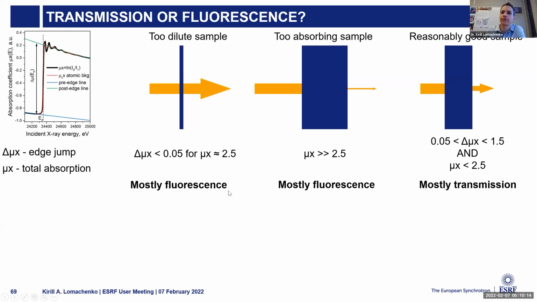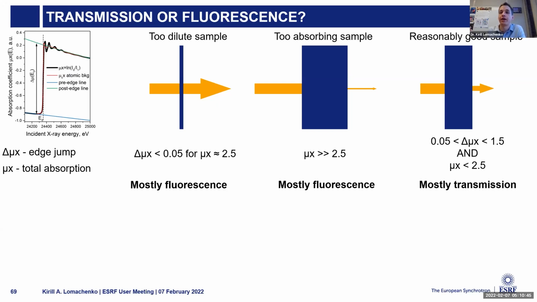The second common case when you use fluorescence is when your sample is too absorbent, so nothing or very little passes through. It can be, for example, when you measure a coating on a thick steel support, a thin layer of coating. You have nothing in transmission, so you have to measure in fluorescence.